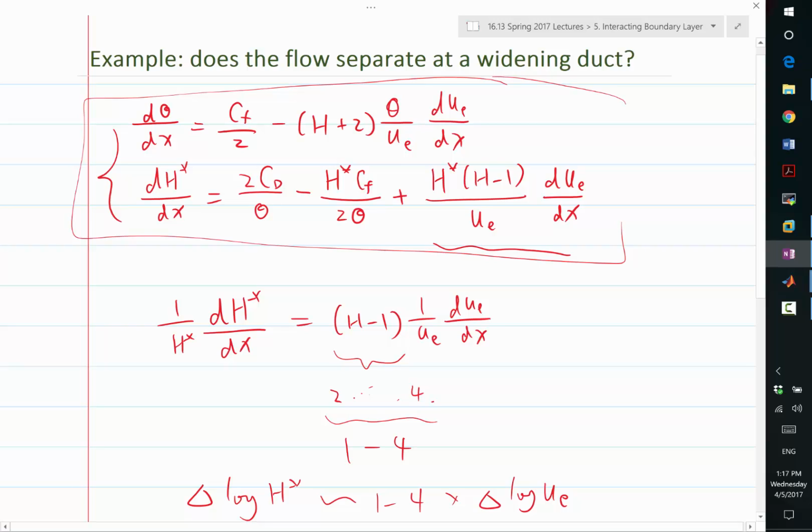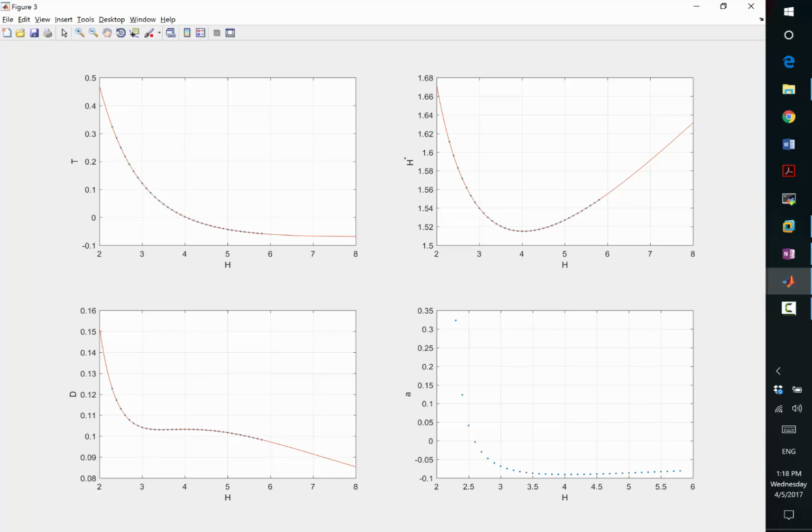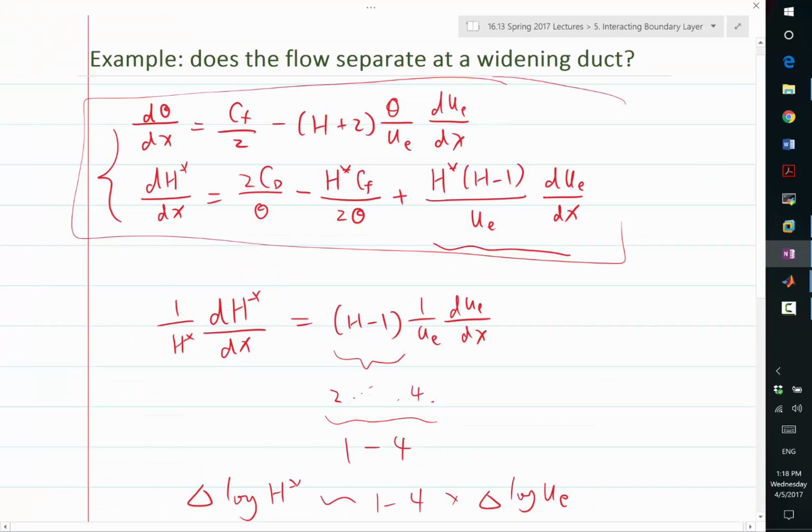Let's discuss how we actually are going to implement them. Before we start to implement them, I'm going to tell you there is a problem in this minimum H star. Because if you look at this equation, especially the second equation, if UE keeps decreasing, let's say in an adverse pressure gradient, so dUE/dx is going to keep being negative.